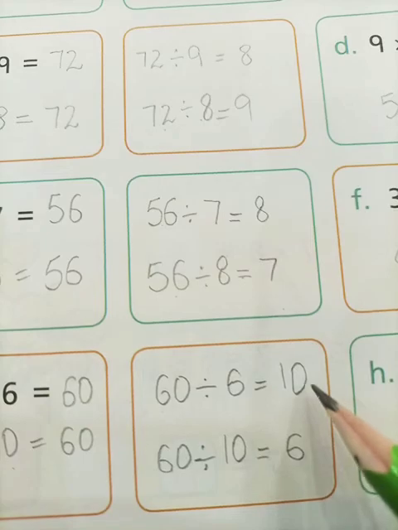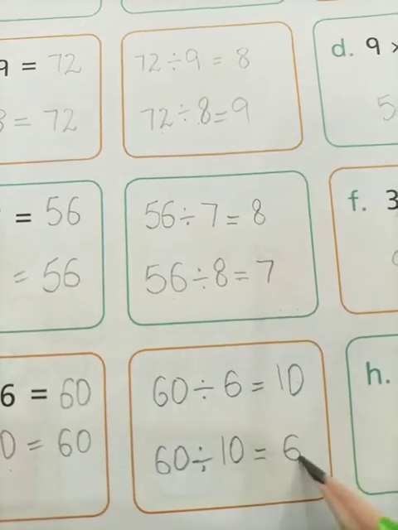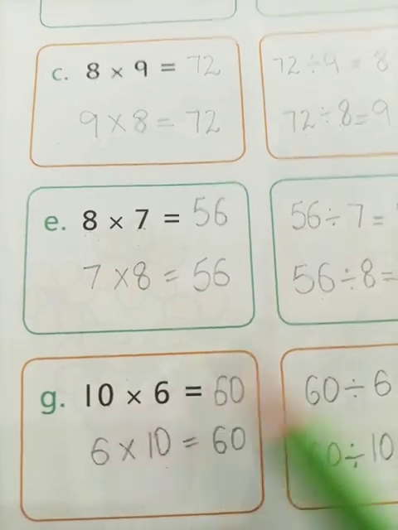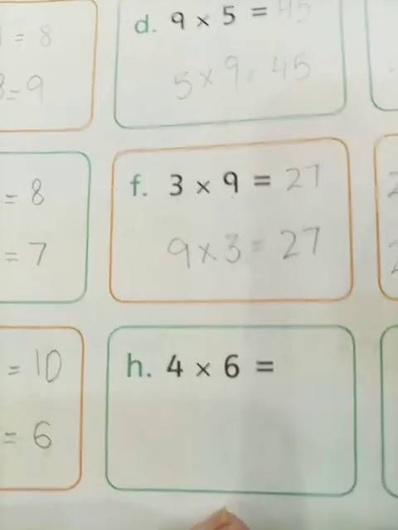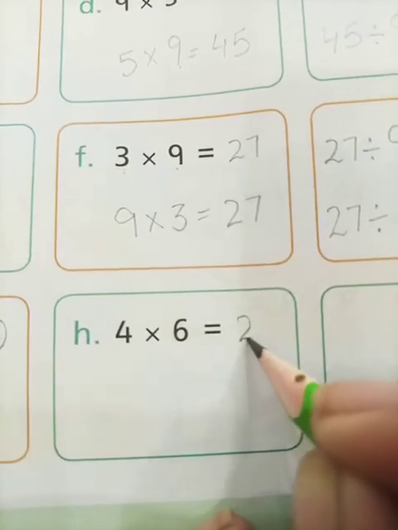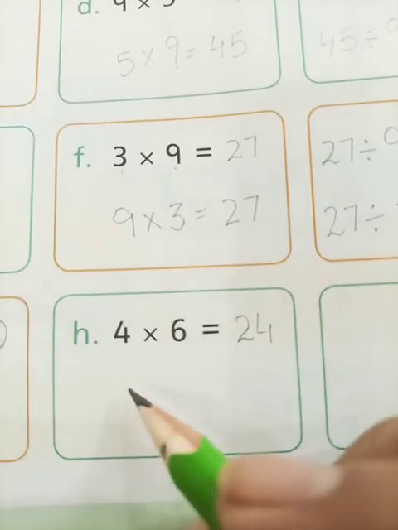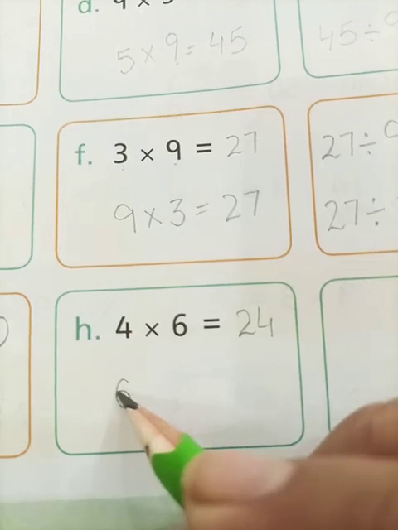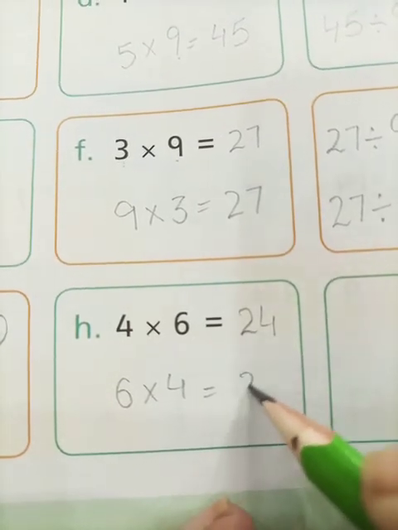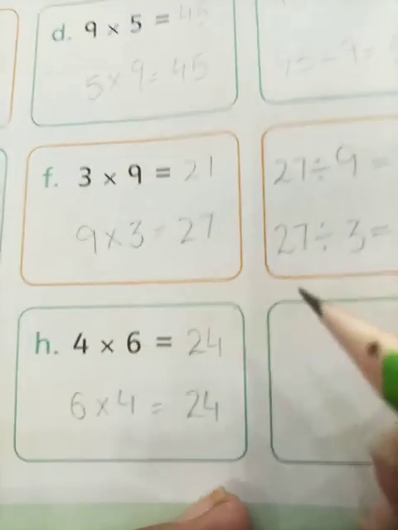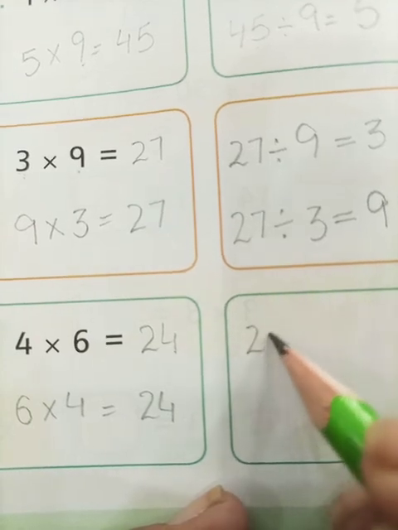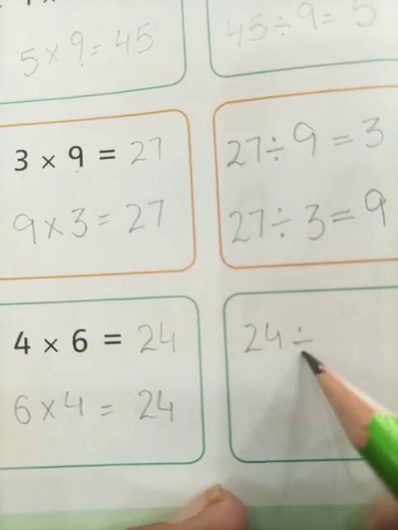Now look at the students. Here the answers are first digits of our multiplication. Okay. 4 6s are 24. Very good. Here we are going to reverse our digits. 6 4s are 24 again. Okay. Now students, we are going to divide our answer by our second number.